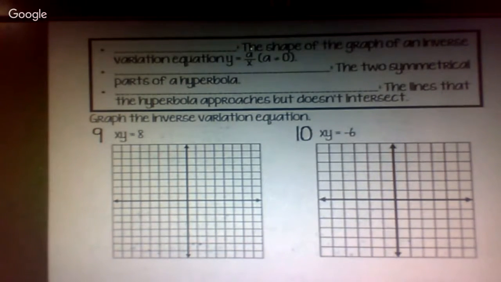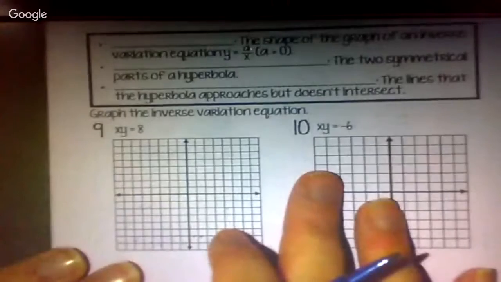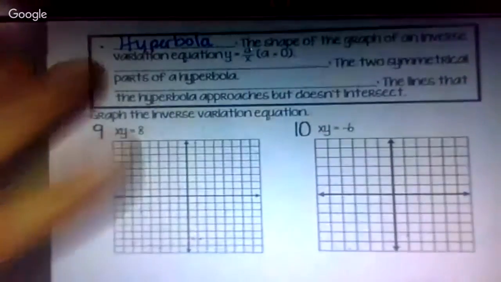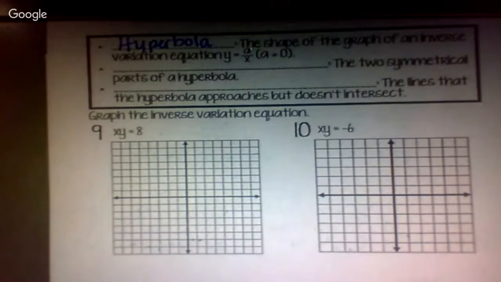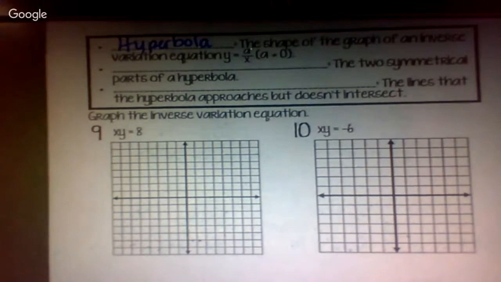Okay, so the shape of an inverse equation is called a hyperbola. So that first blank there is hyperbola.